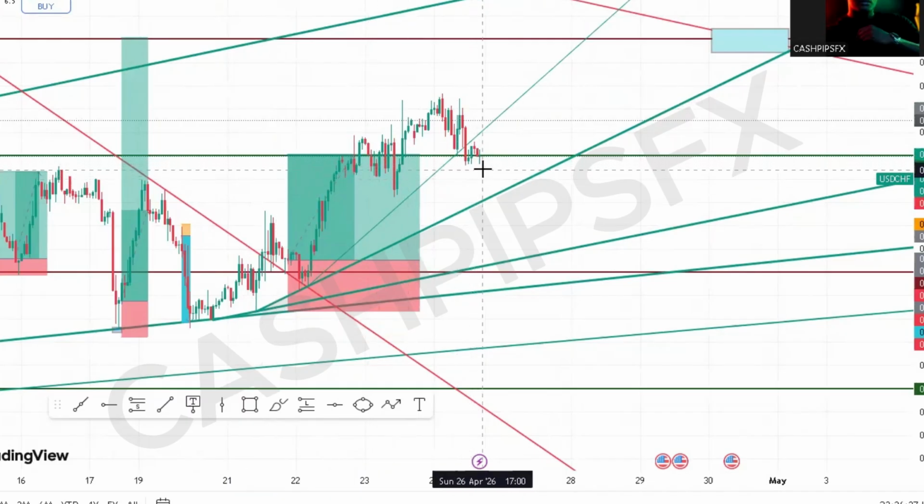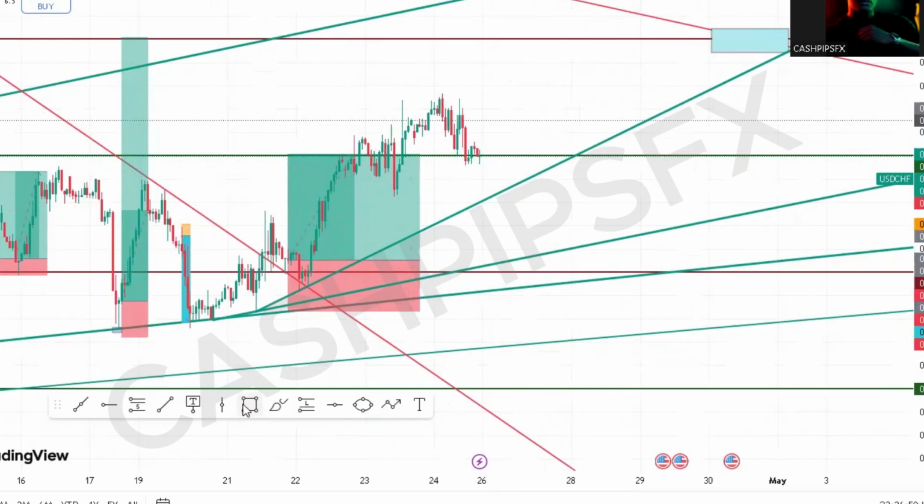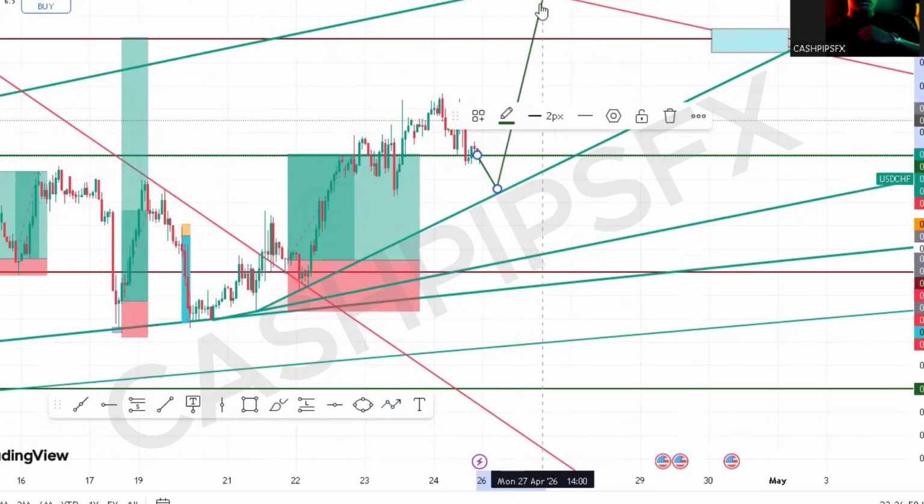But it seems like the market has broken below this trend line, so it is time for you to fear buying USD CHF, unless it comes back to this level and gives us a third touch on that trend line. Then we trade the third touch bounce off instead.